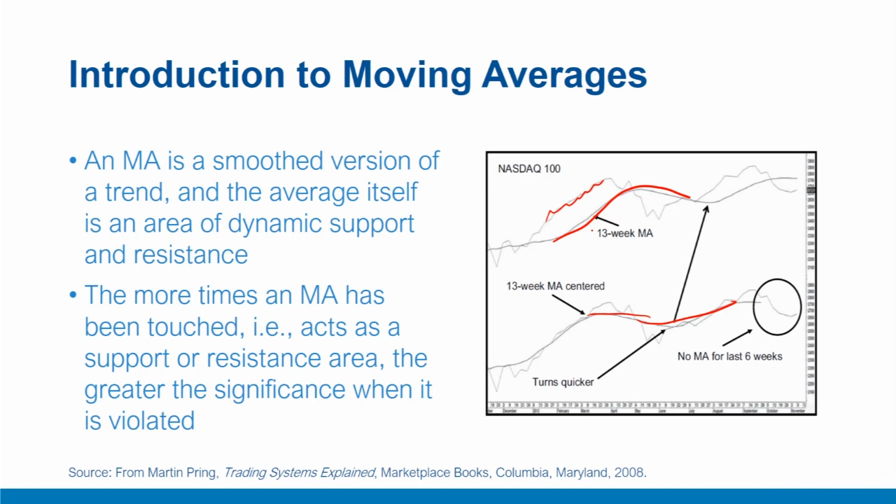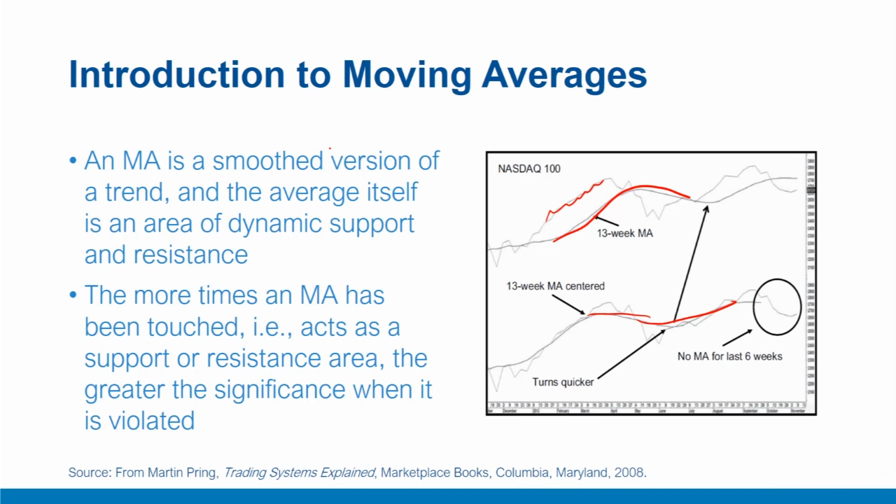Similarly, a rally in a declining market often meets resistance at a moving average and turns down. The more times an MA has been touched, that is, it acts as a support or resistance area, the greater the significance when it is violated. A carefully chosen moving average (MA) should reflect the underlying trend. Its violation therefore warns that a change in trend may have already taken place.